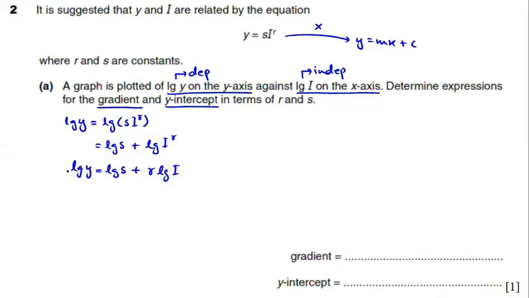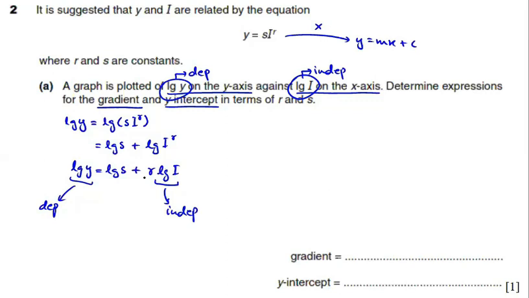and left hand side is log of y. Now, in this equation, students, log of y is our dependent variable. See, log of y is our dependent variable. And on the other side of the equation, we have two terms. Now, to determine the expression for gradient and y-intercept, we have to first identify the term that contains the independent variable. The independent variable is log of I, and this is the term that contains log of I. So, log of I, which is our independent variable, is in this term.